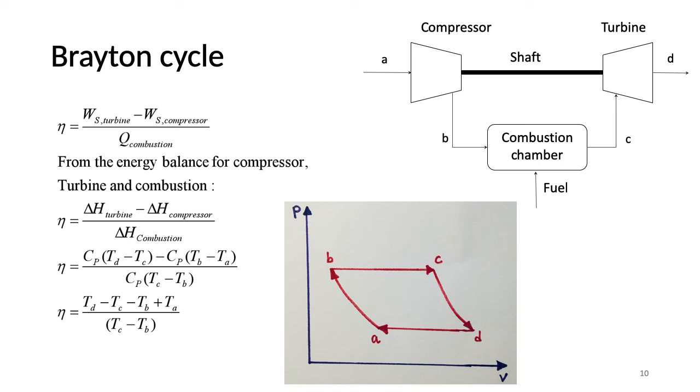By applying energy balance to the equipment individually, we get the efficiency equation in terms of enthalpies. If you want to see how the energy balance is applied for compressors and turbines, then refer to my video on energy balance for process equipment. Then we can substitute for enthalpy in terms of temperatures, and the Brayton cycle efficiency is given in terms of temperatures.